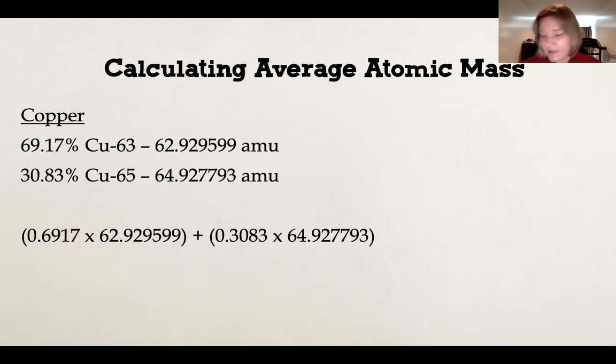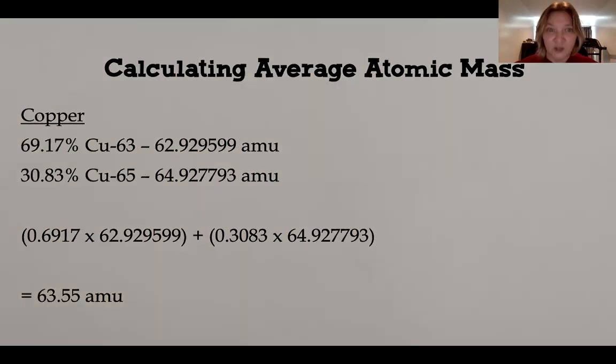So we're going to take the 69.17% here, and we're going to change it to a decimal, multiply that times the mass of that isotope. We're going to add that to the decimal form of 30.83% times the atomic mass units for this isotope. And when you add them together, you get an average atomic mass of 63.55 AMU.